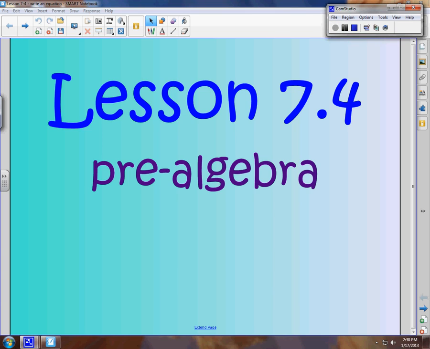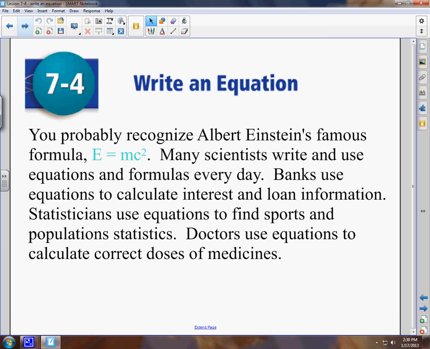Lesson 7.4 for pre-algebra is titled Write an Equation. So this is kind of tricky. It stumps some kids because they can't get from the story problem to the equation. So just bear with me on this.